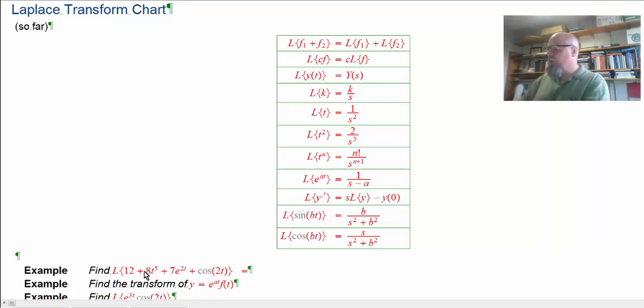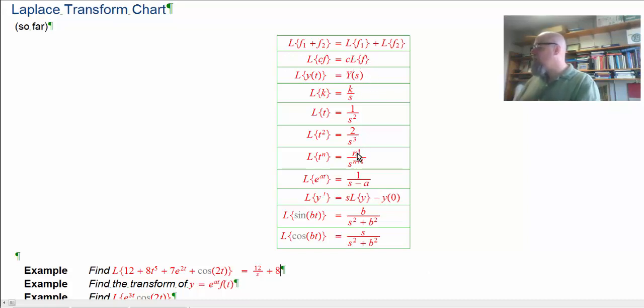If I'm transforming this, 12 plus 8 times t to the 5 plus 7 e to the 2t plus cos 2t, I know that the Laplace of a sum of functions is just the sum of their transforms. So I can transform the 12, that's a constant, that'll be just that constant over s. Plus, I can transform the 8 t to the 5. The 8 is just a constant, so it can come to the outside.